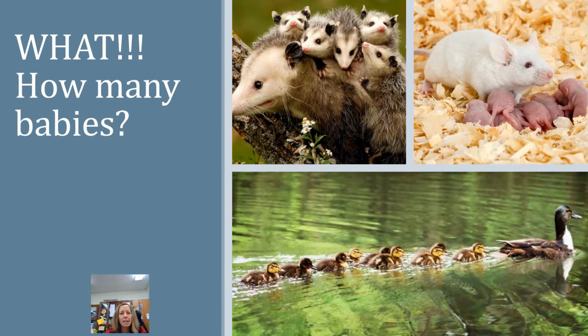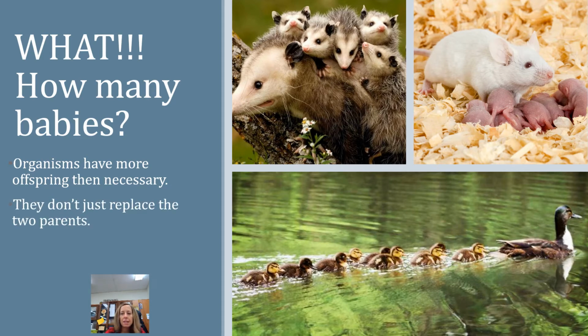So our next thing is what? How many babies? Look at the pictures. The possum has 1, 2, 3, 4, 5 babies. The mouse has 1, 2, 3, 4, 5, 6, 7 babies, and the duck has 1, 2, 3, 4, 5, 6, 7, 8 babies, right? So clearly, organisms are having more offspring than necessary. They're not just replacing the two parents that are there, right?